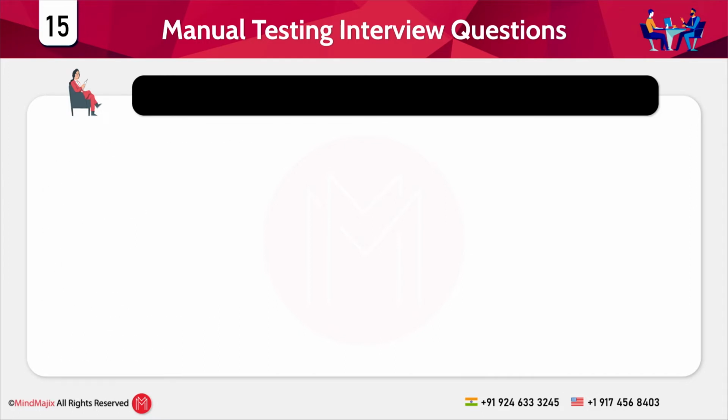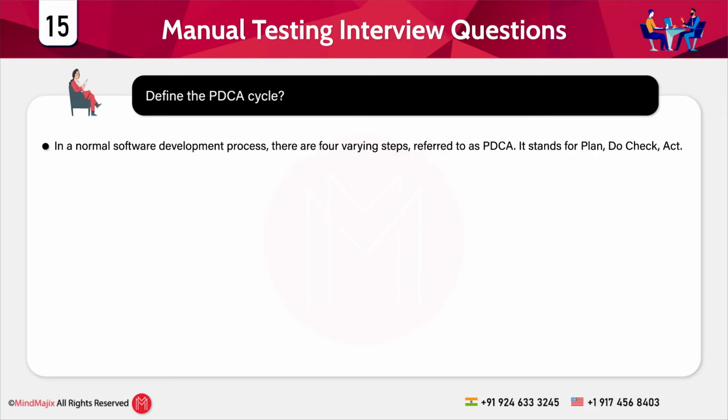The next question is define the PDCA cycle. In a normal software development process, there are 4 varying steps referred to as PDCA. So what is the full form of PDCA? PDCA is nothing but plan, do, check, and act.